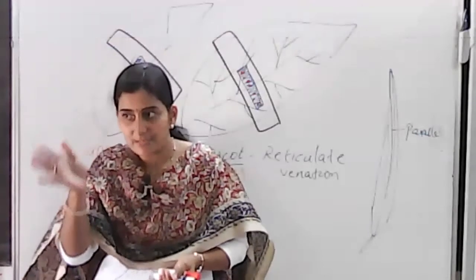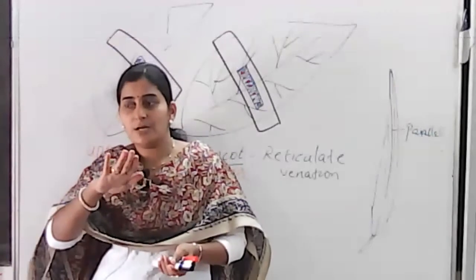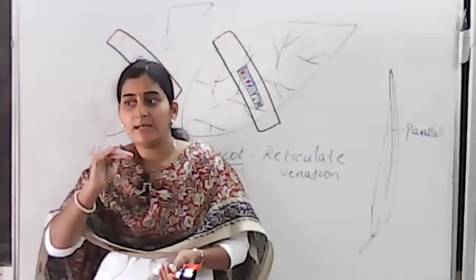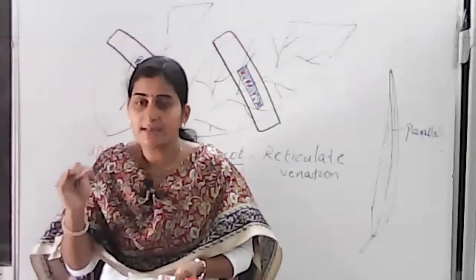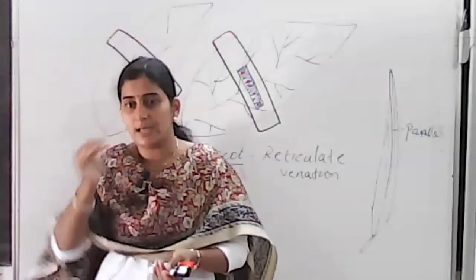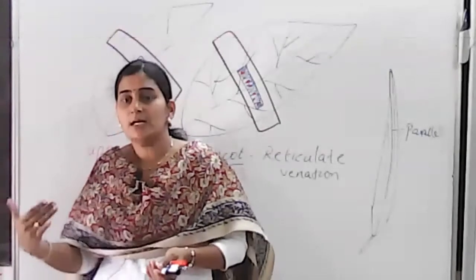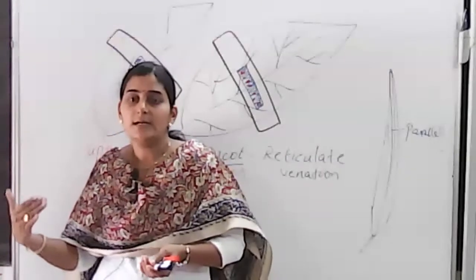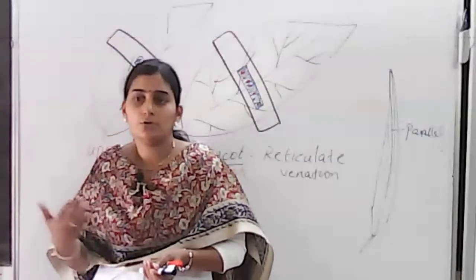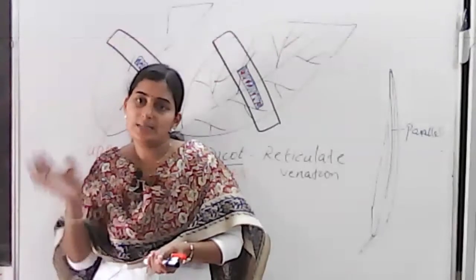So water from xylem will be carried towards the spongy mesophyll region, and from there it will be carried towards the substomatal space. Along with the intercellular space, from the intercellular space it gets carried towards the substomatal space, and from there it is carried to outside through stomata or through stoma. Is it clear? That's the pathway.